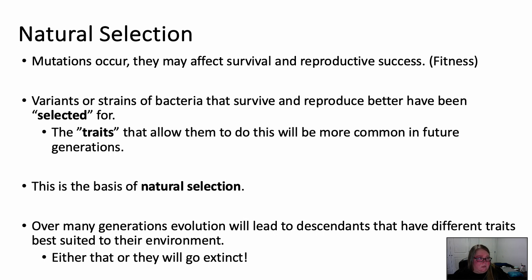So over many generations, as we select for certain traits, the descendants are going to have different traits than their ancestors that allow them to be better suited, more fit for the environment. And if they can't adapt to these environmental changes, they're going to go extinct. This is kind of what happened with the dinosaurs. They had some environmental event happen and they weren't able to survive it, so now they are extinct. Either we adapt to our new environments or we die.